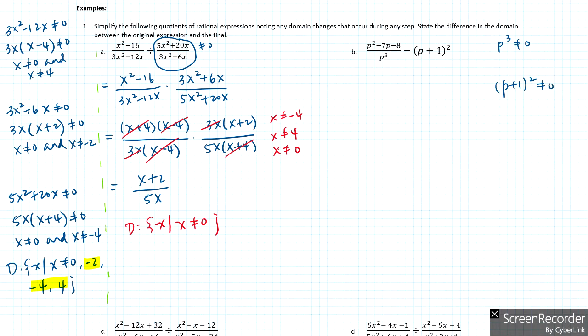And now p cubed doesn't equal 0. The only way that cube can be 0 is if p equals 0, so p doesn't equal 0. And then for the second criteria, we need to use the square root property. That gives us p plus 1 doesn't equal 0, or p doesn't equal negative 1. So the original domain will be p such that p doesn't equal 0, and p doesn't equal negative 1. Now let's look at this operation.